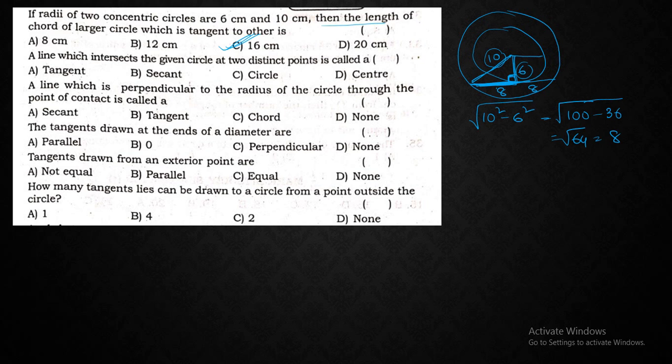Next, a line which intersects the given circle at two distinct points is? He is talking about a line. A line like that is nothing but a secant, right?